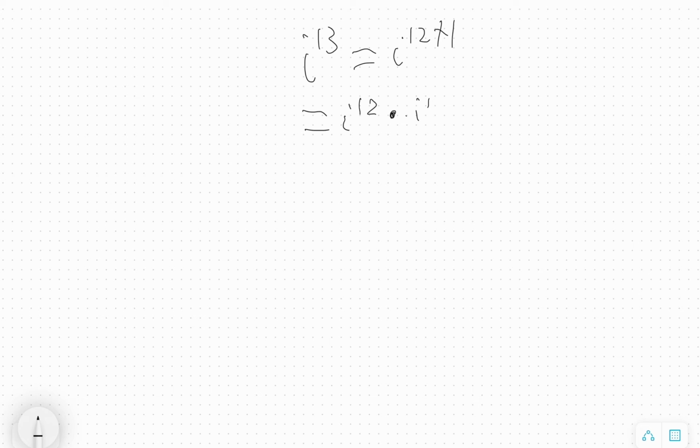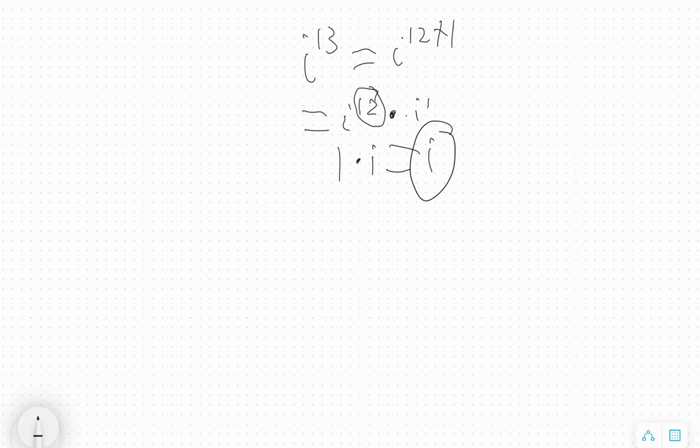So I to the 4th is 1, and after that we're in that loop. So if this is a multiple of 4, and it is, we can rewrite this as 1 times I, which is I. So I to the 13th equals I.